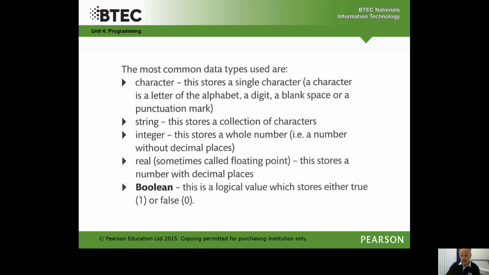Character stores single characters. Now, a character can be a letter of the alphabet, a digit, a blank space, or a punctuation mark. String is a collection of characters. An integer is a whole number, no decimal places. A real number, sometimes called a floating point number, stores decimal places. And Boolean data types are logical values that store true or false, ones or zeros, yes or no.